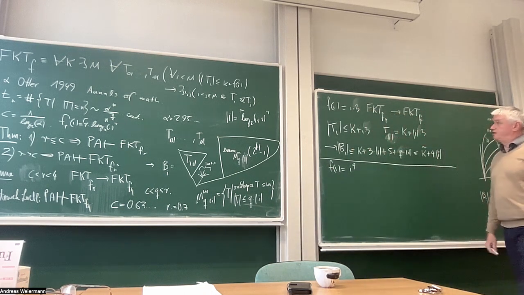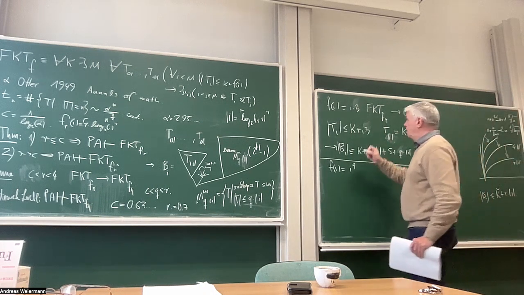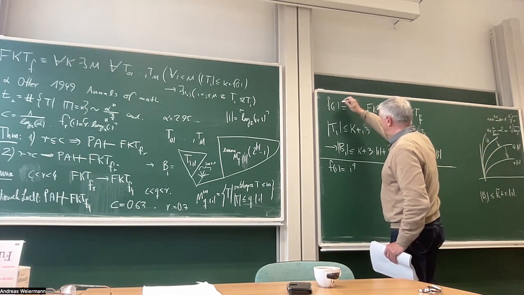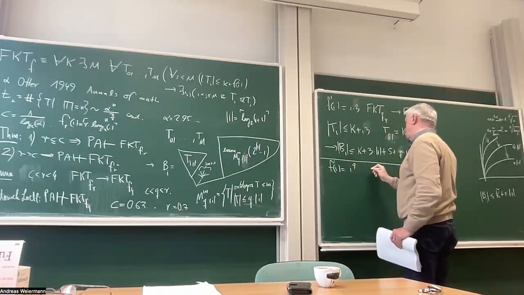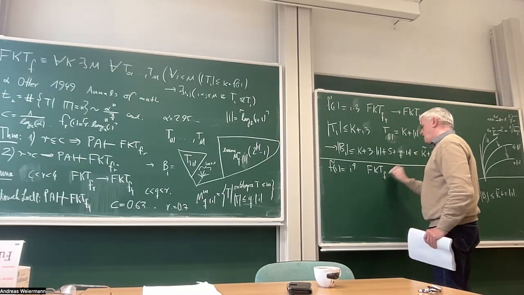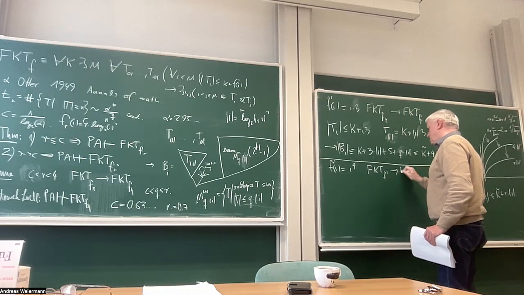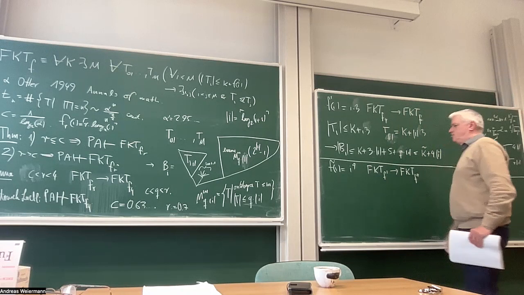And if f of i is i to the 4, then the claim is, well, maybe this is f prime, double prime: FKT for f prime implies FKT for f double prime.